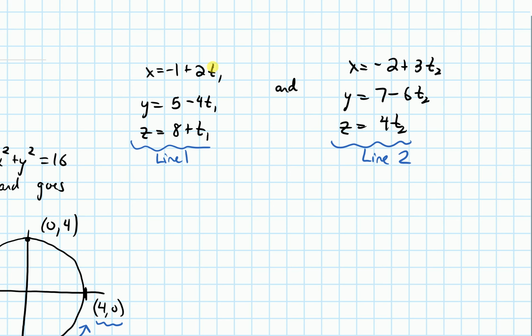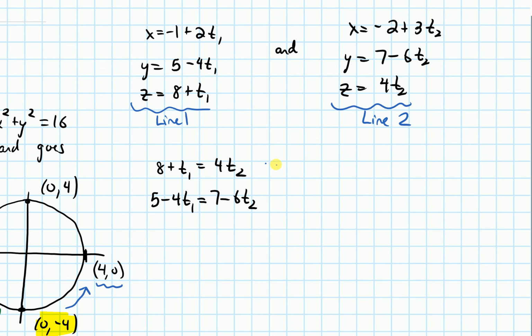Okay, so now because we do have the different time variables, we can actually set their coordinates equal. I think the z coordinate equations look the simplest, because in line 2, it's just 4t2 on the right. Let's set those equal. So I'll set 8 plus t1 equal to 4t2. So I have one equation now, two variables. Well, that's not going to be enough to solve. Let's also get another equation. If I set their y coordinates equal, we get 5 minus 4t1 equals 7 minus 6t2. So now we just have a system of equations. But we know how to handle these from algebra.